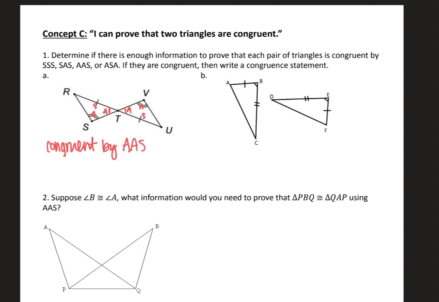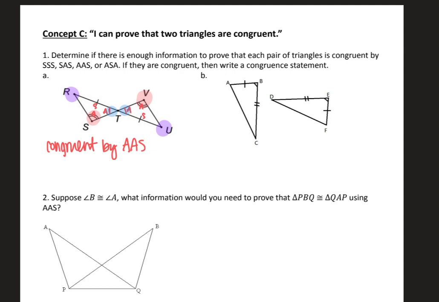And now we need to match up our sides. So I'm going to use a highlighter just to match up what we have. I'm going to start with angle S and V. And then we have our vertical angle, so angle T. And then lastly, we have R and U.